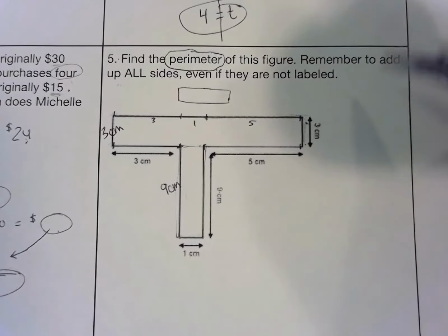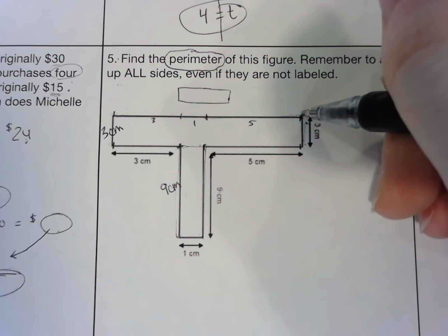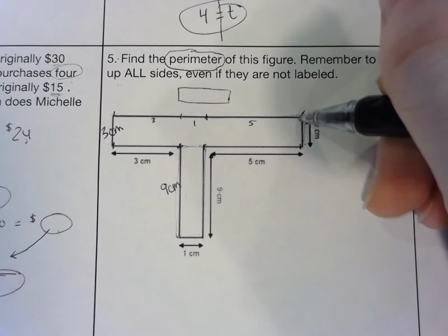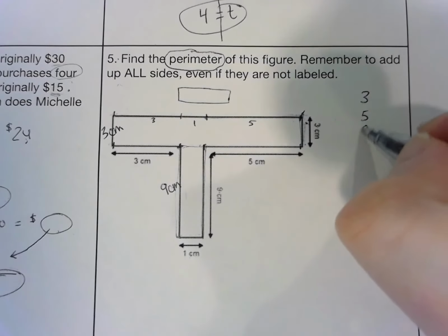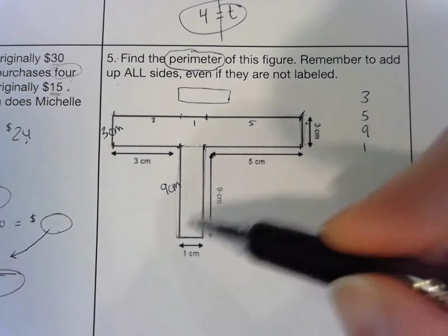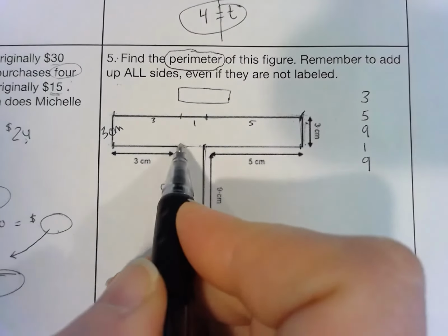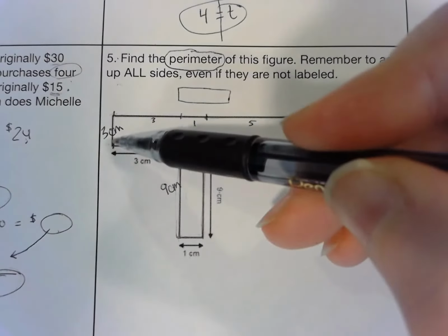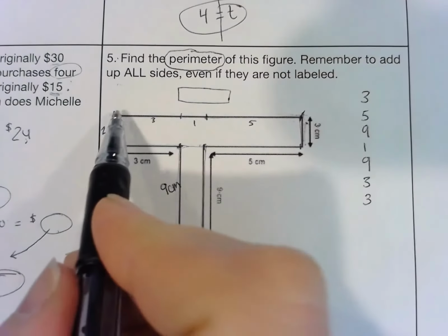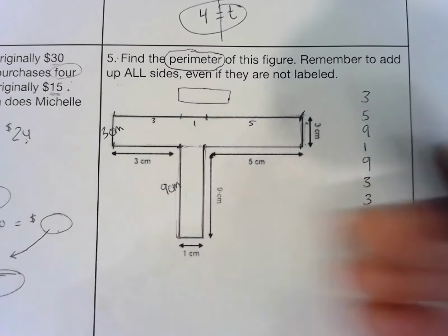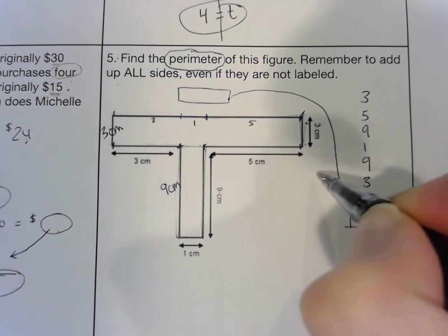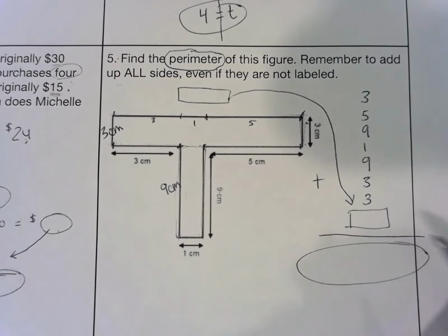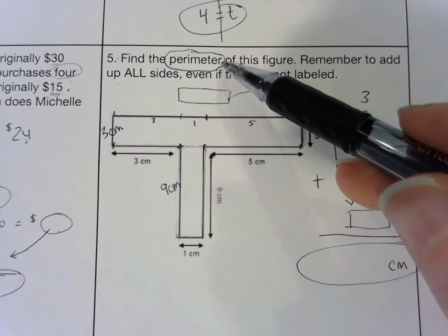So over on the side, I would start in one place. So if you're starting right here, I would just walk yourself around the figure. So 3 plus 5 plus 9 plus 1 plus 9 plus 3 plus another 3 plus whatever you get right here, whatever you added that up to. So leave a little spot for that. I'll draw an arrow down. Add these all up and you'll get your perimeter in centimeters, not centimeters squared, because we're not talking about area, we're just talking about perimeter.